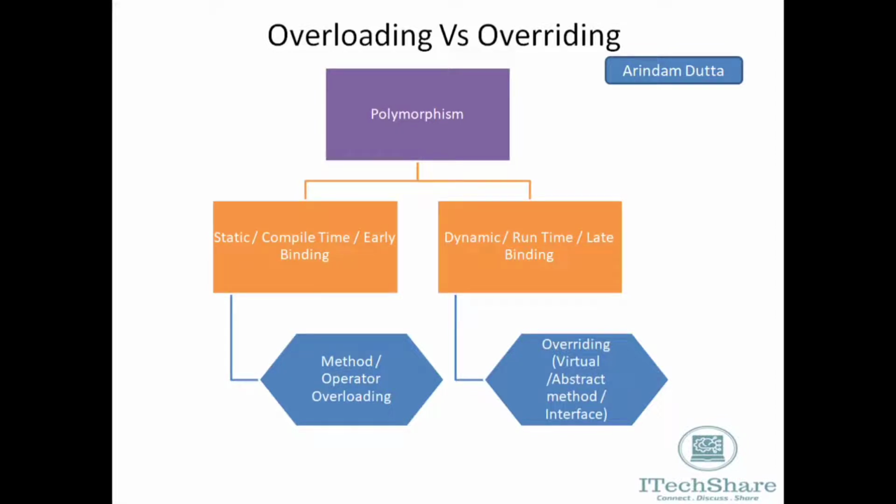Here in this slide, you can see the overall structure of the polymorphism landscape. It can be broadly categorized in two parts. One, static or compile time, or you may call it early binding. And second, dynamic, runtime or late binding. The first one you can achieve through overloading and the second type you can achieve through overriding. Let's get into the example in the next slide.